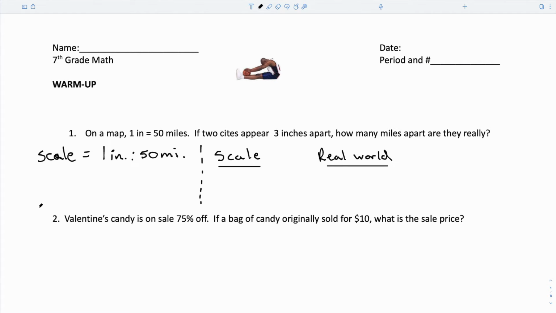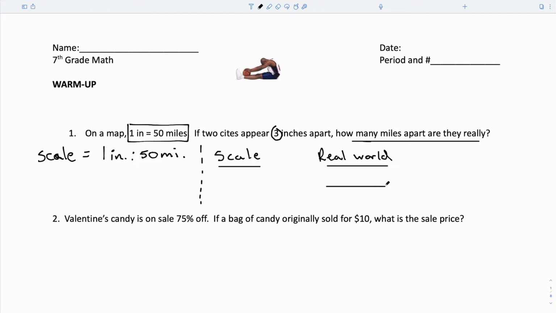Alright, so hopefully you set up your problem number 1 like this. We have a scale of 1 inch to 50 miles. Please box that if you haven't. They tell us it's 3 inches apart, and then we're looking for how many miles apart are they really.